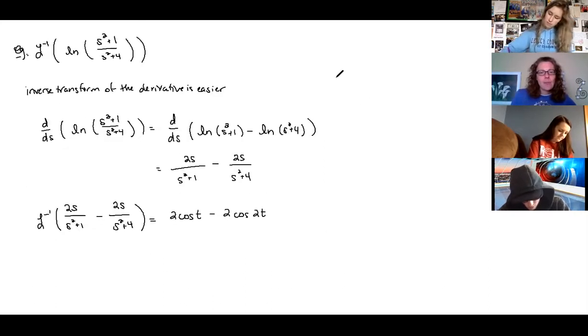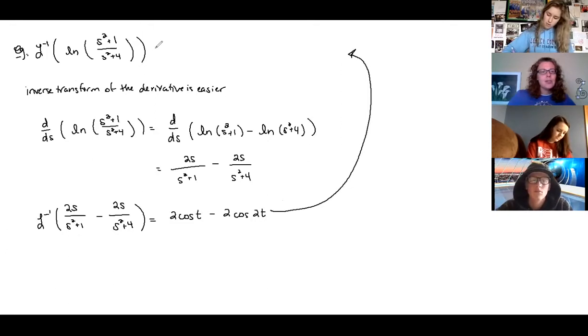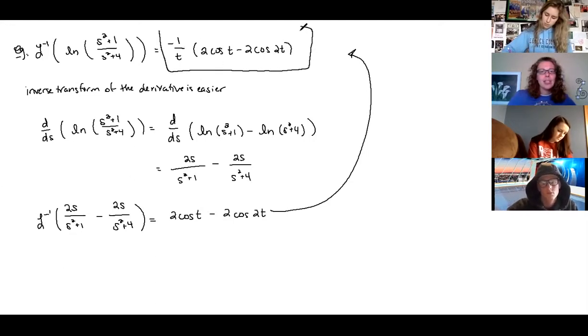So therefore, my answer is going to be what I just had once I multiply by -1 and divide by t. So final answer, we'll do it as -1 over t out in front, 2 cosine t minus 2 cosine 2t. And there's my inverse transform.